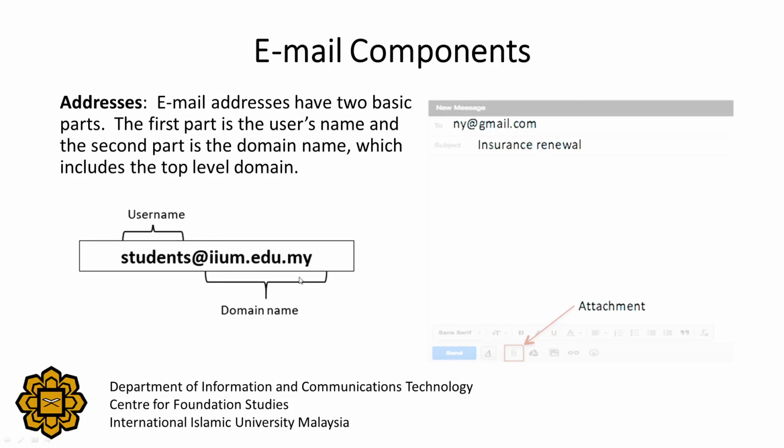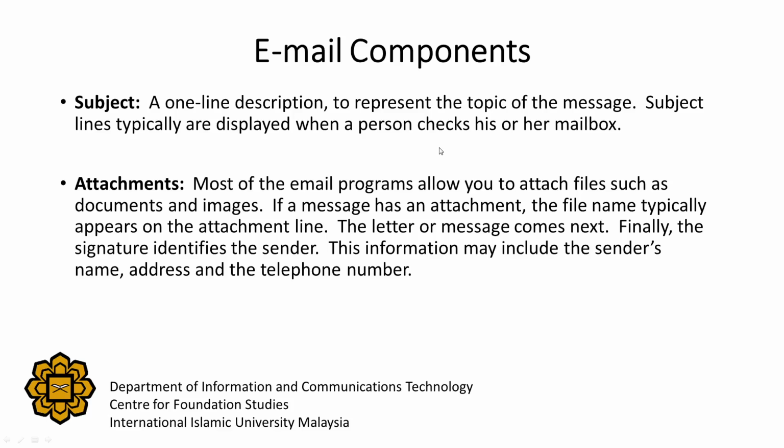And some email addresses have a next part, which we call the top level domain. As I said earlier, the next email components are the subject and also the attachment. So what is a subject? Subject is a one line description to present the topic of the message, while attachment is the files that can be sent along with the email but are separate from the message.